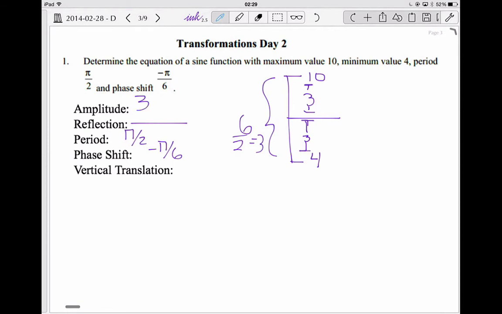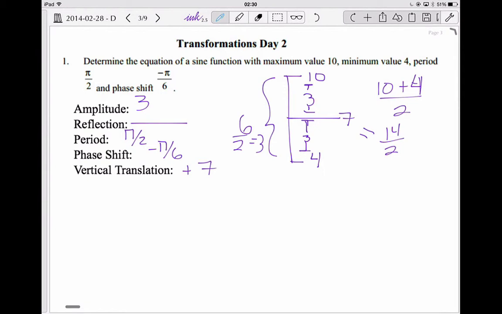Another thing you can do, well, then you can say, let's see, if we start at 4 and we go up 3, that means that this center line is 7. The other thing you can do is the midpoint formula, basically. 10 plus 4 divided by 2. It's kind of like the average of the two. So that'd be 14 over 2, which is in fact 7. Okay, that means normally the center line of the sine function is at y equals 0, but now apparently our center line is up at 7. So that means we've been shifted up 7 units.